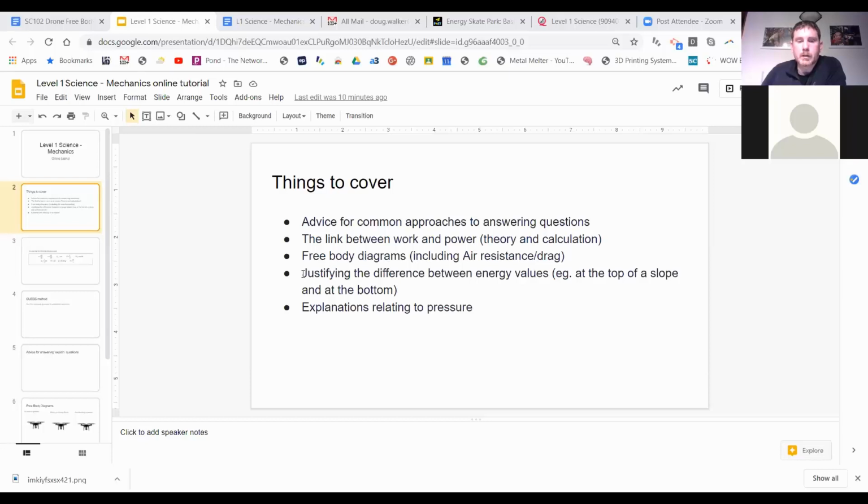This one's a classic, justifying the difference between energy values at the top of a slope and at the bottom. We'll have a little look at a simulation to help us understand what's going on there. And I'll take you through a shortcut that links both of the energy equations. Hopefully that'll help you with any of those questions in the exam. It's quite a common question around energy, so I would expect to see it in some form in your exam this year. And we had a question about explanations relating to pressure, so we'll go through that as well.